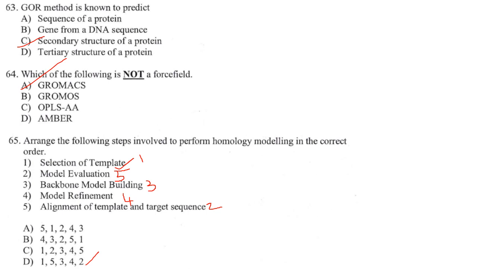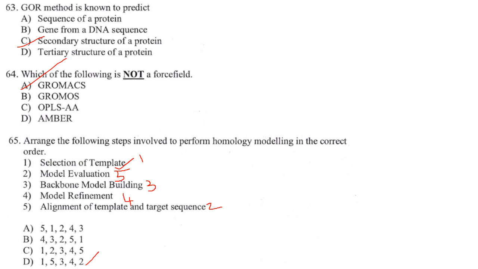Then GOR method is known to predict secondary structure of a protein. It uses both information theory and Bayesian statistics for predicting secondary structure of a protein. Then next one. Which of the following is not a force field? So it is GROMAX. Answer is option A.